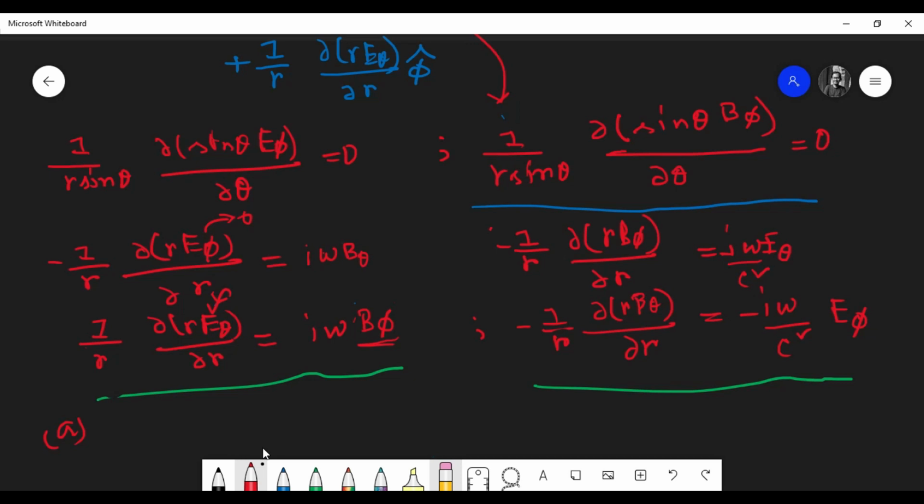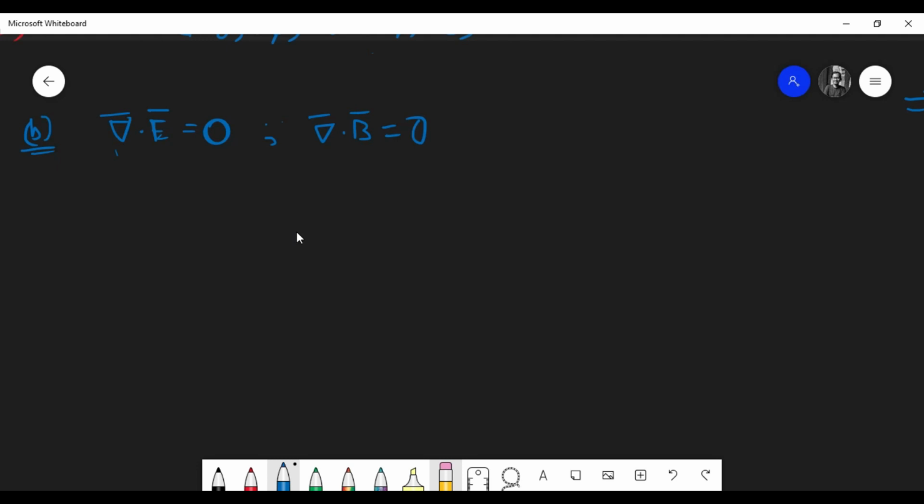Now, you can think in the other way too, where E theta is 0 and E phi is non-zero. Then we have a corresponding B theta component here. So what you see, you get two independent solutions, linearly independent solutions. One is E theta B phi, and the other is E phi B theta.